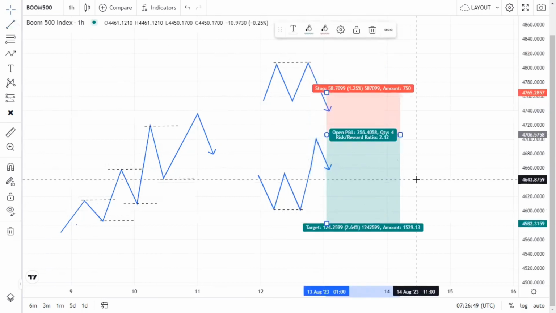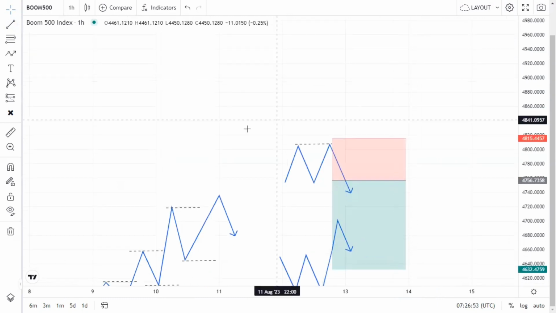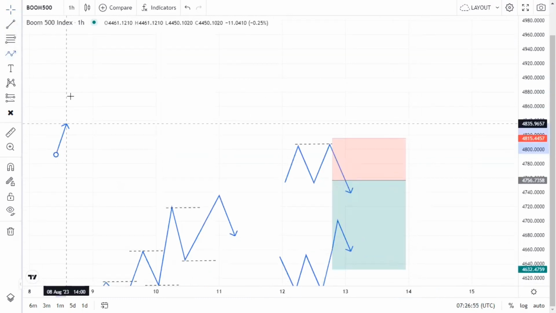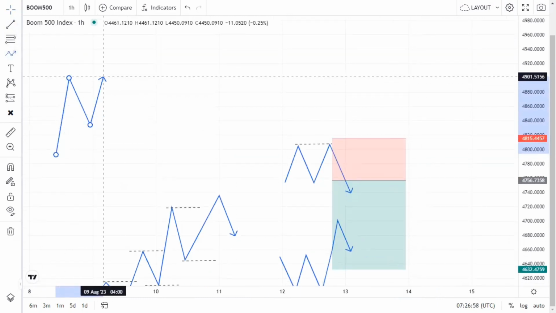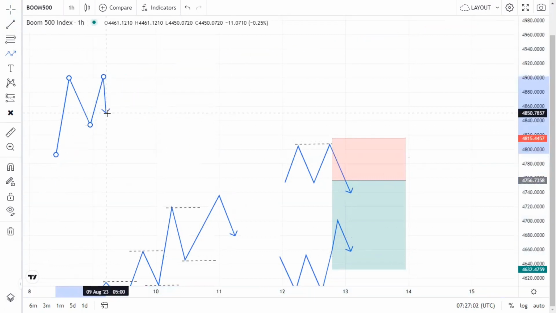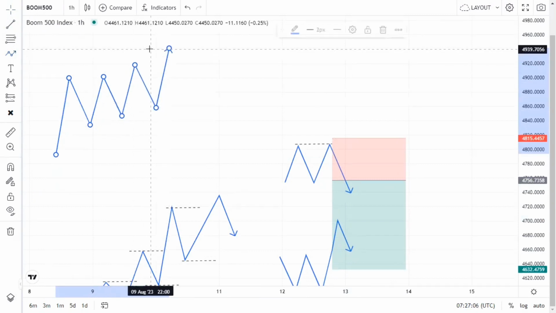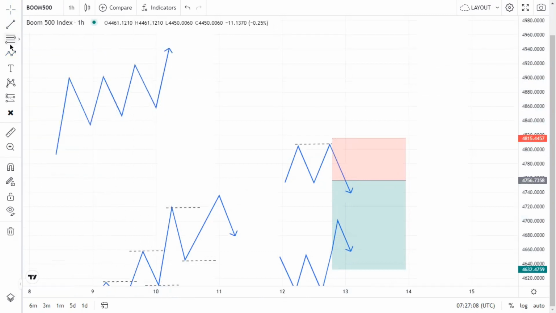All right. Now the next form of liquidity that we have is what we call trendline liquidity. Trendline liquidity. Now, let's say we have this kind of price movement. Okay. Let's say we have price doing this. All right. Now we have trendline liquidity beneath here.